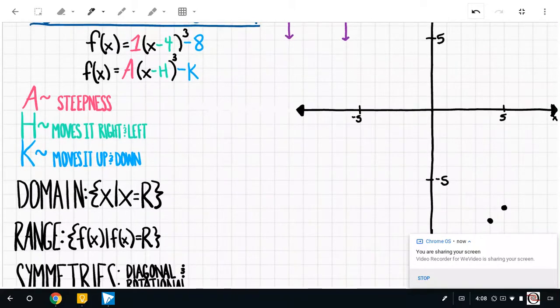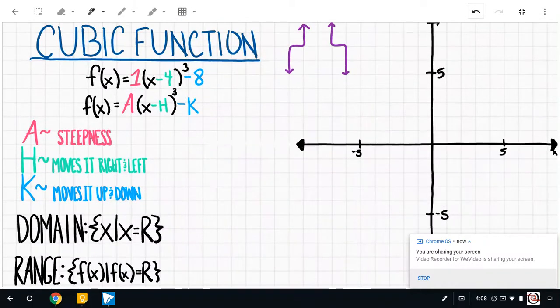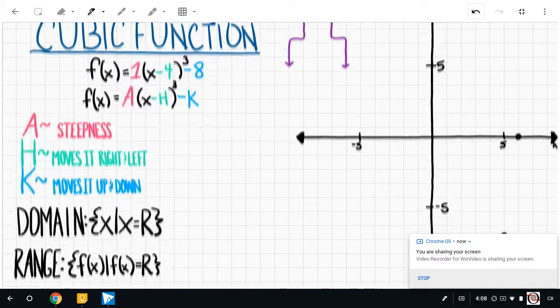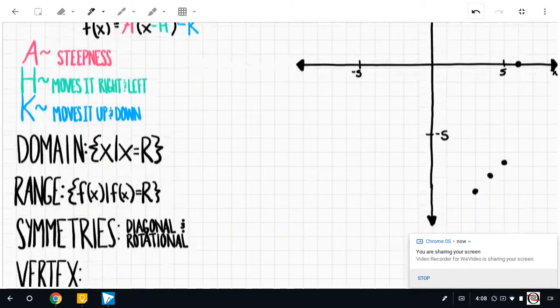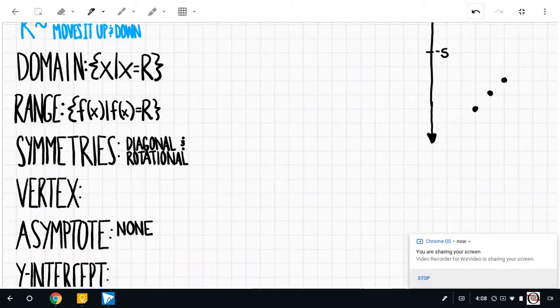And then I'm going to go to the right one space, and I'm going to have 6. 6 minus 4 is 2. 2 cubed is 8, and 8 times 1 is 8, and 8 minus 8 is 0. So I'm going to plot my other point here. And as you see, it is 7 spaces up. So you're going to have the same 7 spaces down. Of course, it's going to be off the graph, but that is okay.